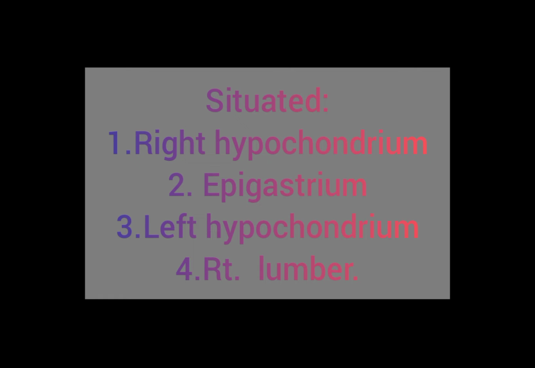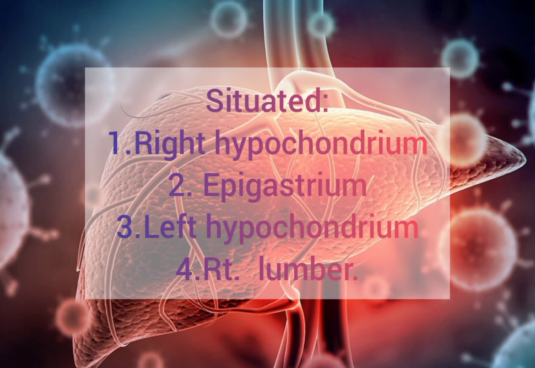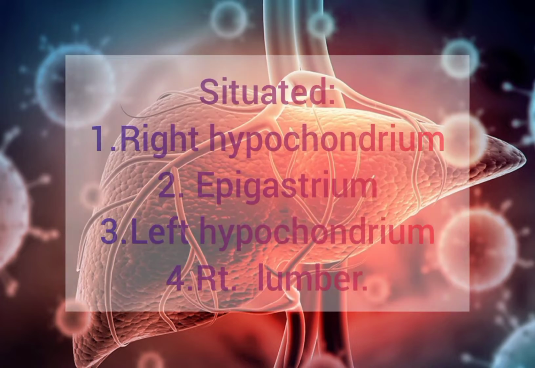Now, the situation of the liver. What's the situation of the liver? The liver is situated in the right hypochondrium, epigastrium region, left hypochondrium, and right lumbar region. That is all about the liver situation.